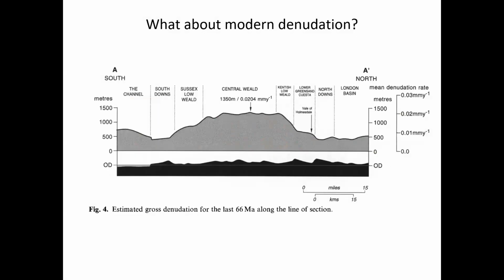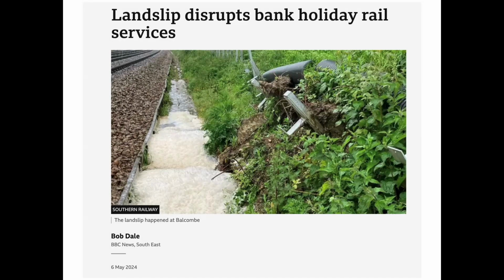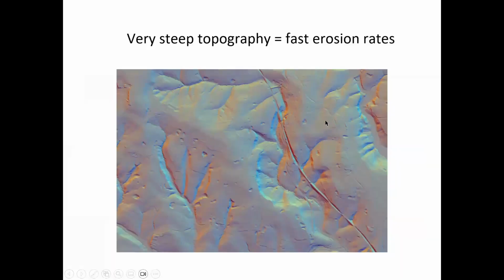Yeah, so in Balcombe, we see a lot of these small landslides or landslips. And these normally only occur in places that are eroding relatively quickly. And they might be eroding quickly because the rocks are very soft, or because the slopes are very steep. And when we look at the LiDAR data from Balcombe, we can see very steep topography.